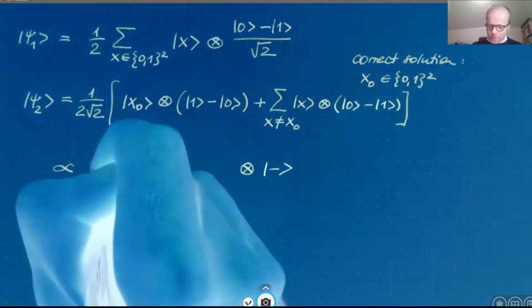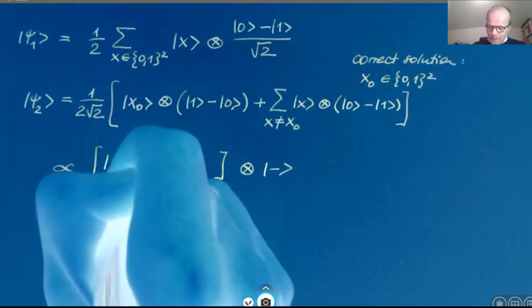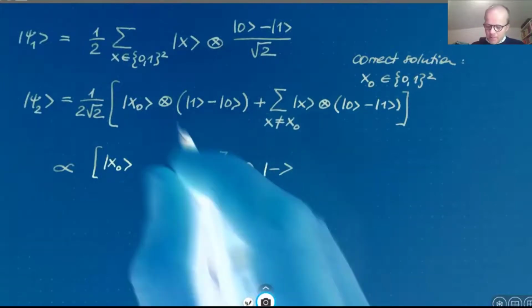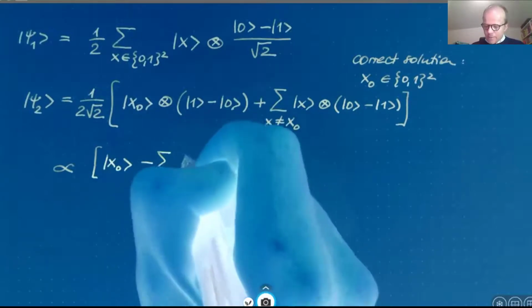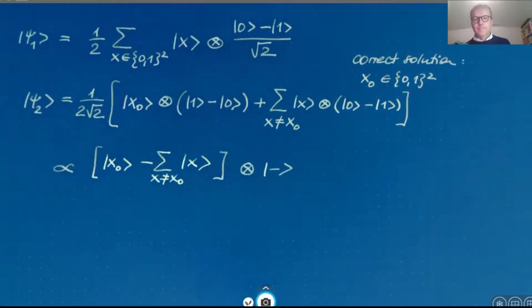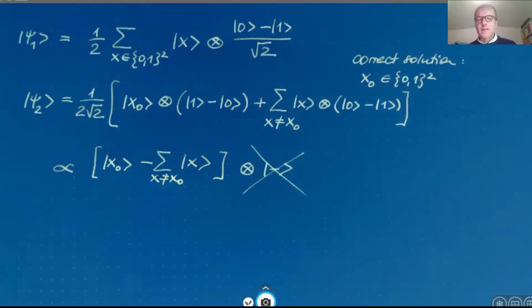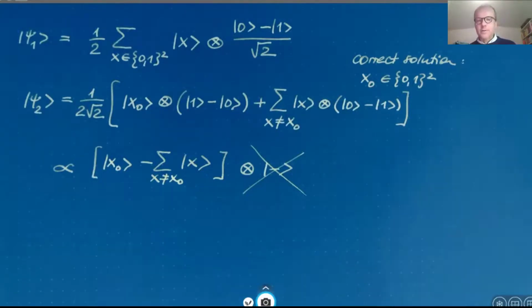And for the 2 data qubits, we have x0, and then here we have a relative minus sign, minus the sum over all the other x's, basis state x. At this point, the target qubit has served its purpose, and from now on, we shall forget the target qubit, and we will deal with the state of the data qubits only.